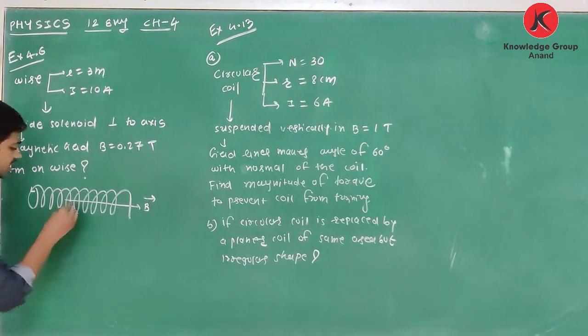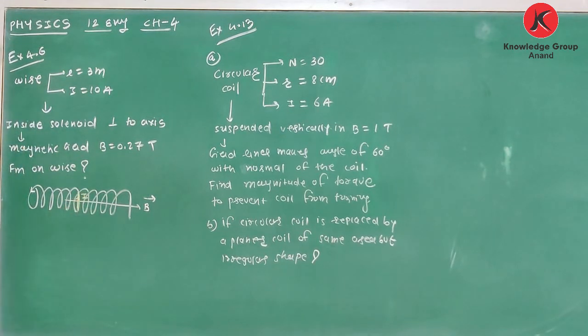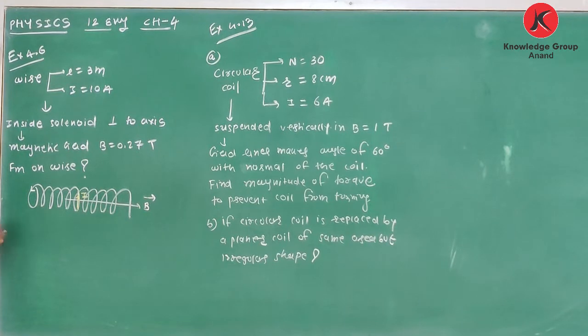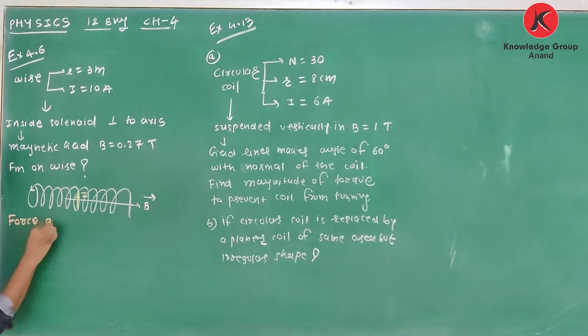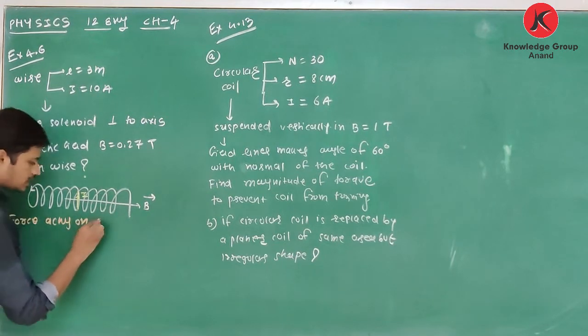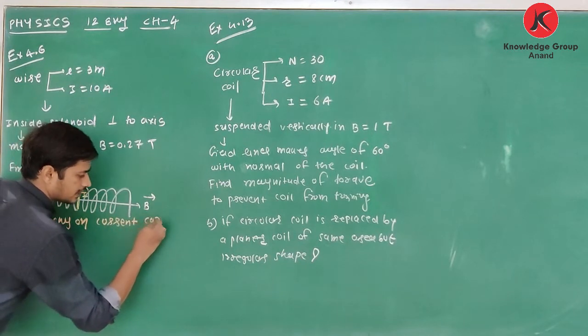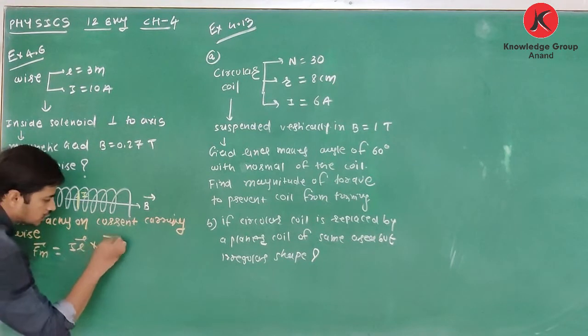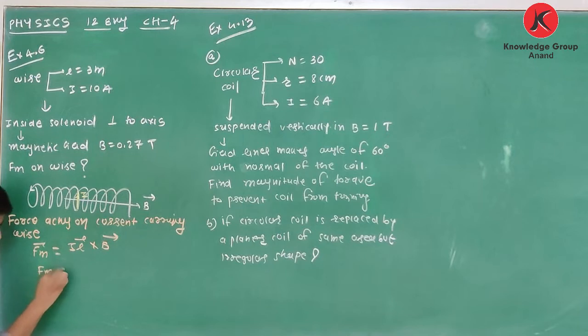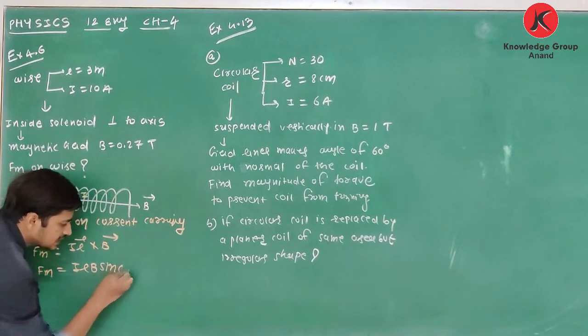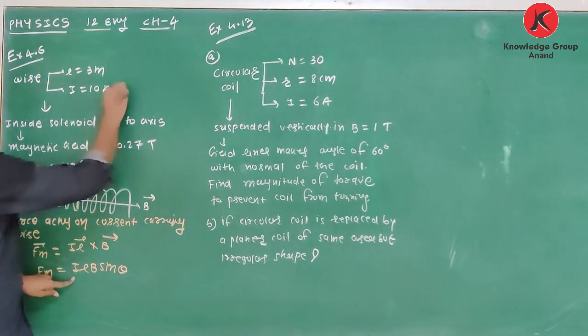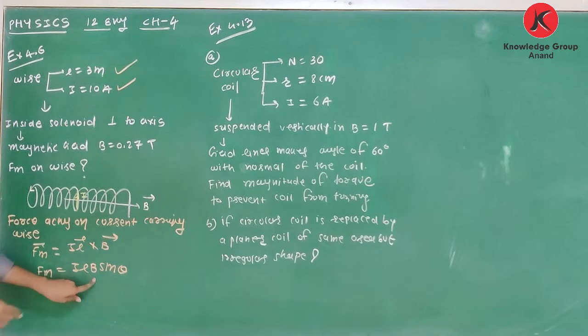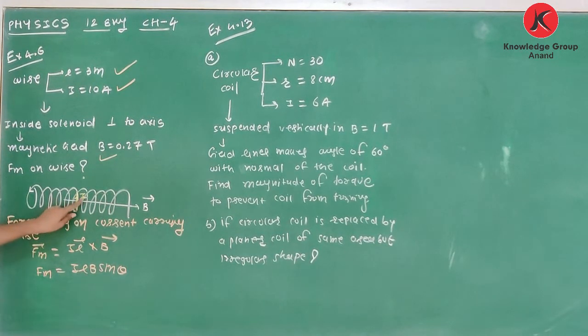Perpendicular to its axis means I can say like this. Okay. And current is flowing from here. So what is the force acting on the wire? We know that the force acting on a current carrying wire, Fm is equal to IL cross B. What is its magnitude? Its magnitude is Fm is equal to ILB sin theta.